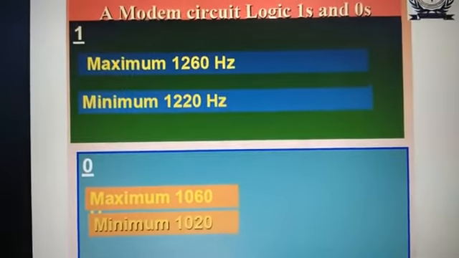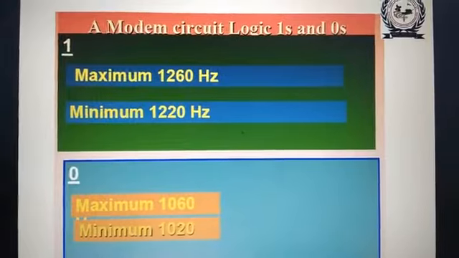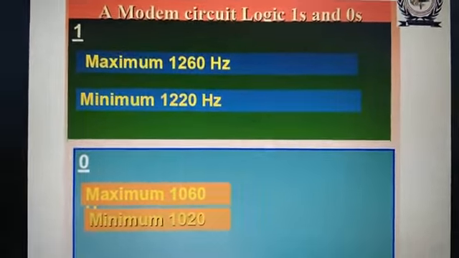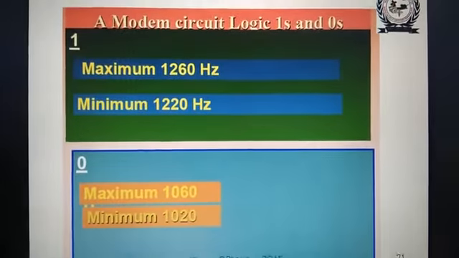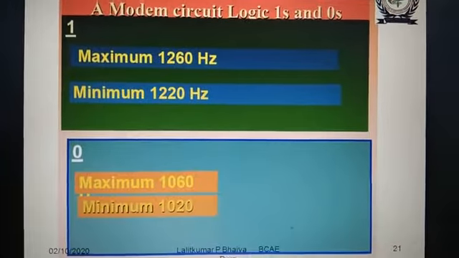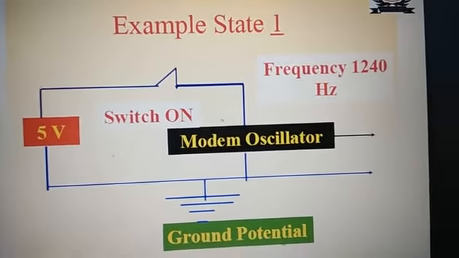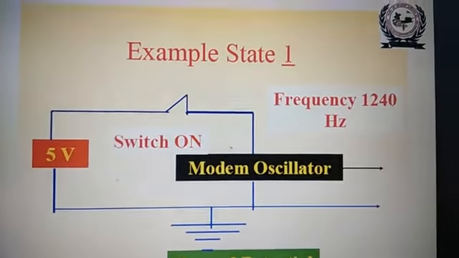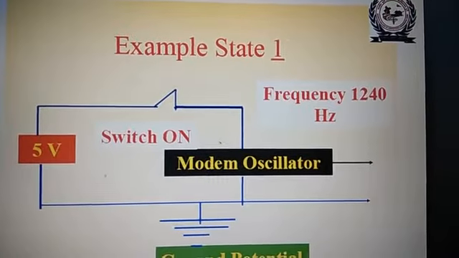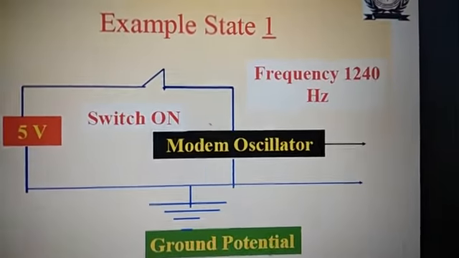Similarly, for frequency, you can define 1 and 0 in the case of negative logic, right? Maximum 1260 Hz and minimum 1220 Hz in the case of 1, and in the case of 0, maximum 1060 Hz and minimum 1020 Hz. In negative logic, you can show this diagram. When a 5 volt battery is applied and the switch is connected, the 1220 Hz oscillator will run. This is called logic 1 in the case of negative logic.